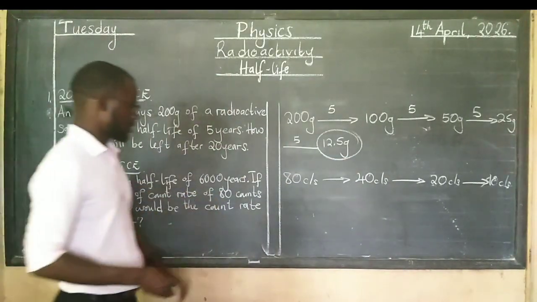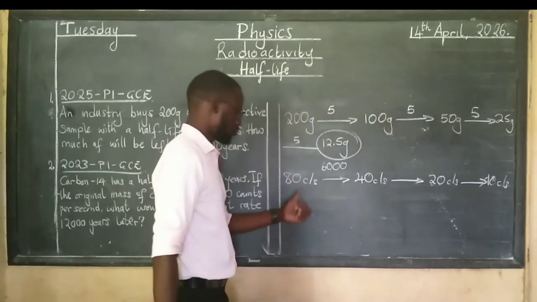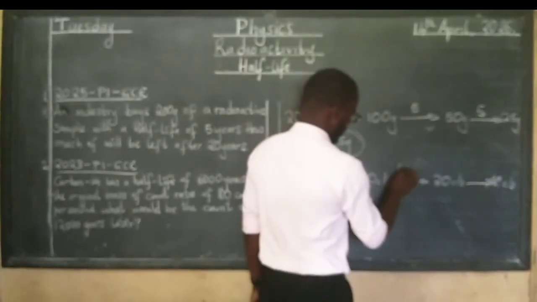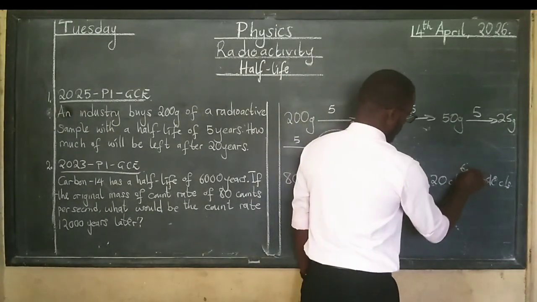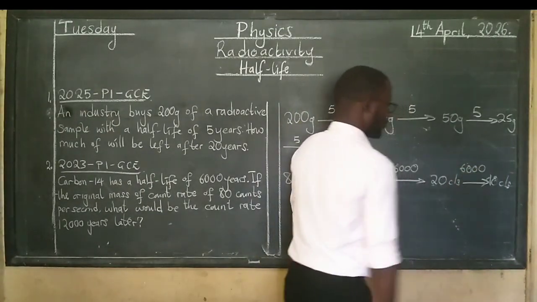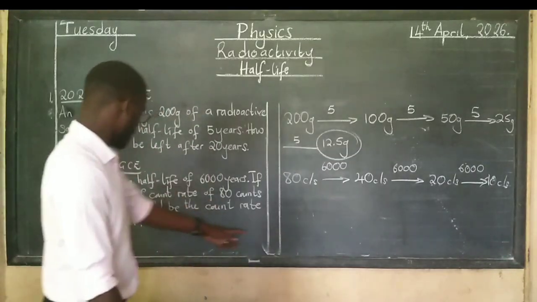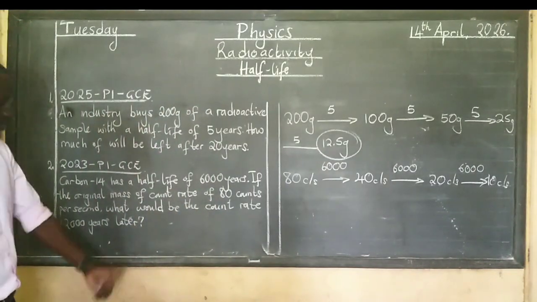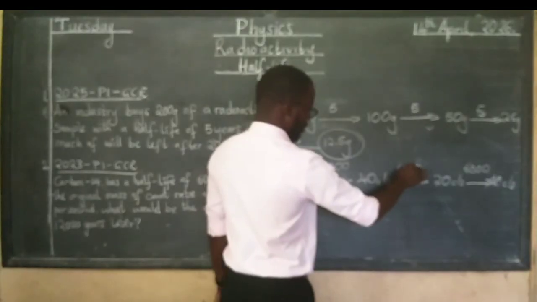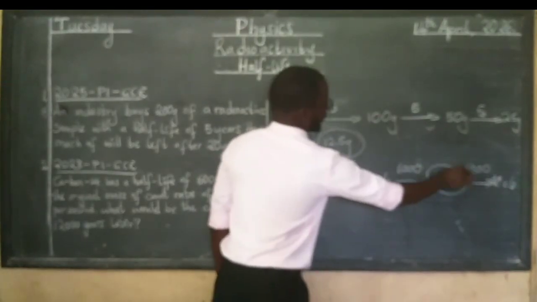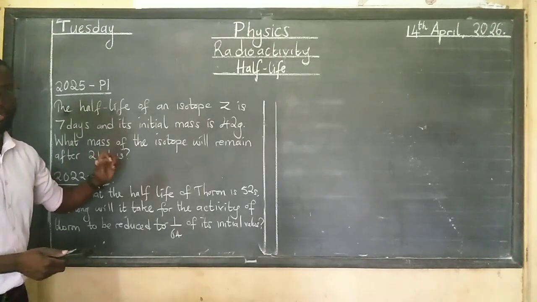The half-life is 6,000 years. So 6,000 years to move from 80 to 40, 6,000 years to move from 40 to 20, 6,000 years from 20 to 10 counts per second. Now, what time are we given? 12,000 years later. So 6 plus 6 is 12,000. So it is 20 counts per second.